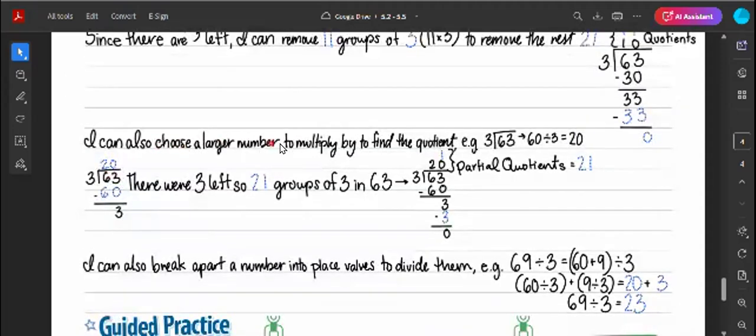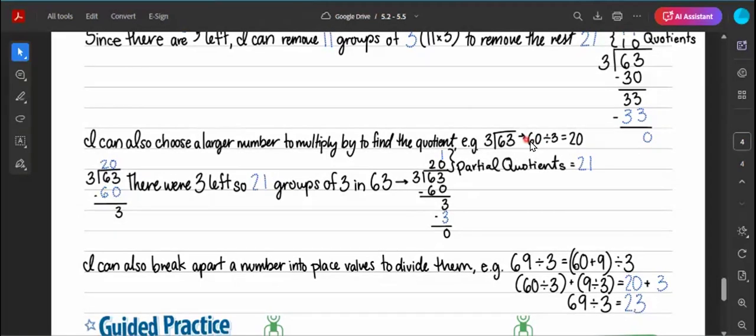I can also choose a larger number to multiply by to find the quotient. For example, again, 63 divided by 3. And here, I'm starting with 60 divided by 3. Well, I know that's going to be 20. So I can go ahead and start from 20. And so I have 20 here. 20 times 3, that gives me 60. And then I have 3 on the bottom.